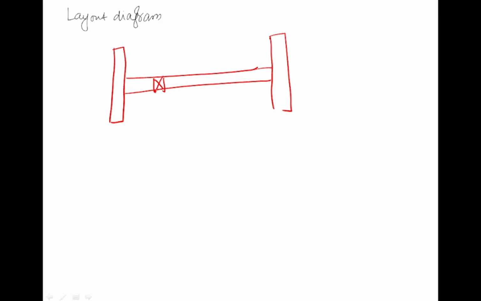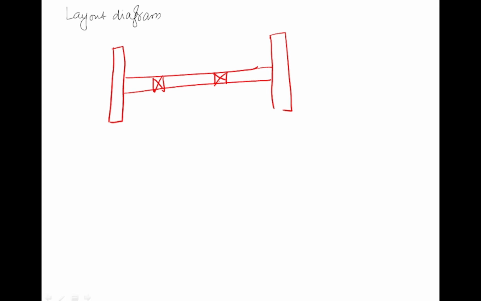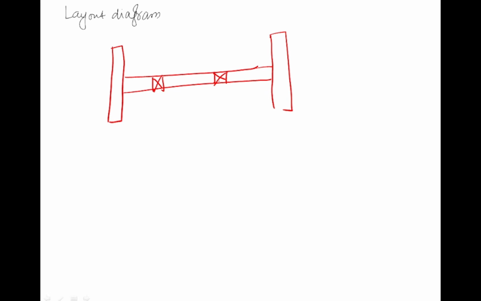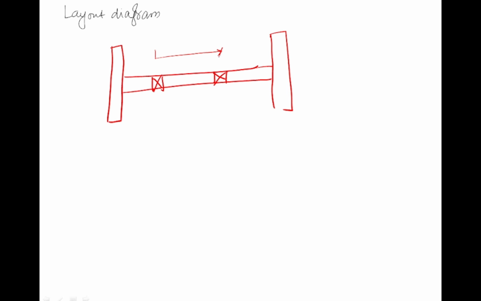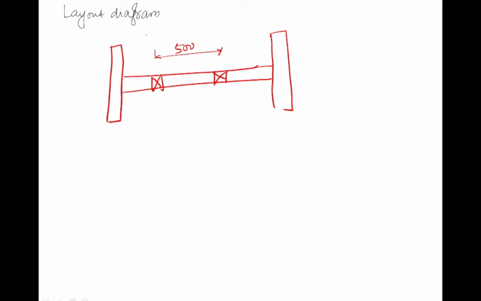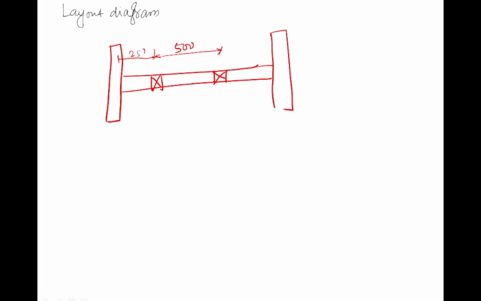It is supported by two bearings. Okay, so the distance between the bearings is 500 mm. Now this distance is 500 mm. And you have two pulleys which are placed at a distance of 250 mm to the right side as well as to the left side.